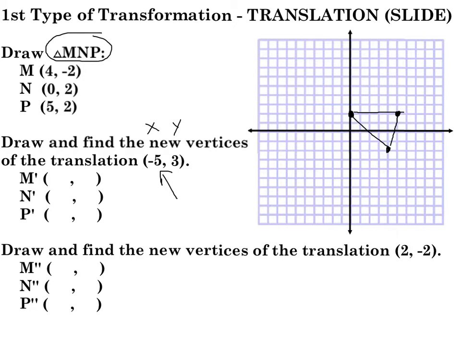So taking a look at M, M was at 4, -2. So we need to take the 4 and subtract 5. That gives us a new vertice of -1. Now, for the y coordinate, since this is a +3, we want to add 3. So the old point M was at -2, and now we want to add 3 to that, and that gives us +1. So our new point M is at -1, +1. Let's go ahead and graph that.